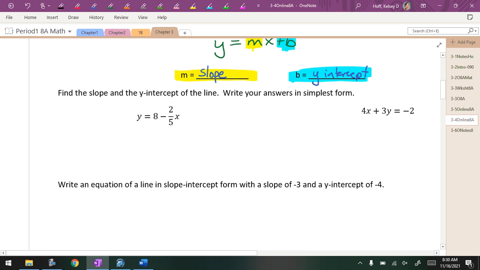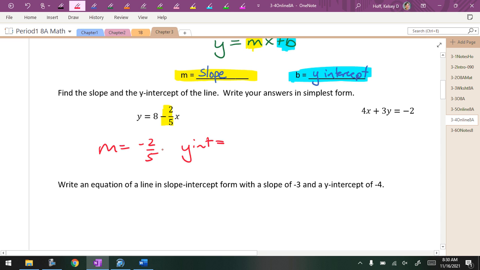So we look at this first equation. See, y is by itself. Okay? When y is by itself, you can just look at that and tell me, blank is my slope and blank is my y-intercept. Your slope is the number in front of your x. What number's in front of x? Ooh, nicely done with the negative sign there. Negative 2/5.